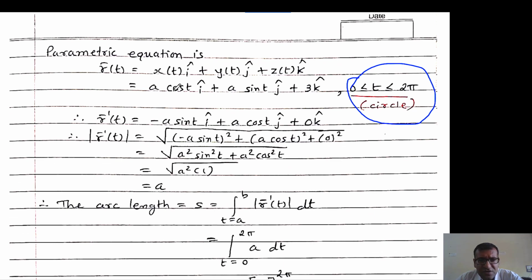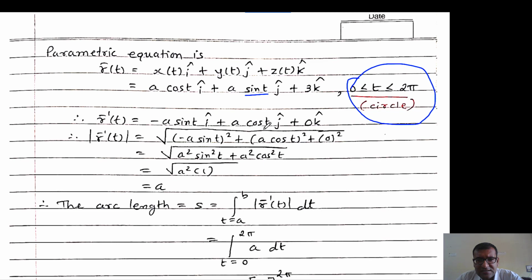So what is r bar dash of t? It is cos t, differentiation is minus sin t, so it is minus a sin t i. Differentiation of sin t is cos t, so it is a cos t j, and differentiation of a constant is 0, so it is 0k, and therefore mod r bar dash of t is what?